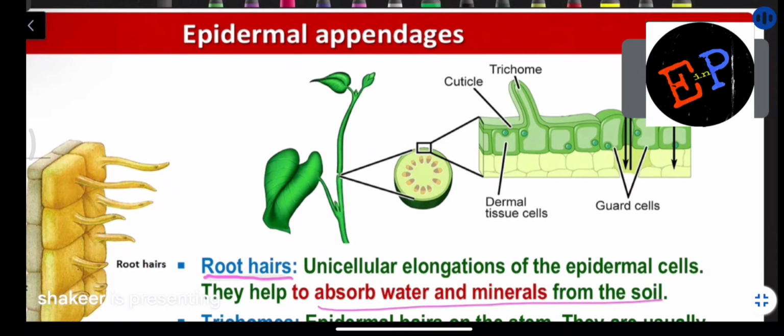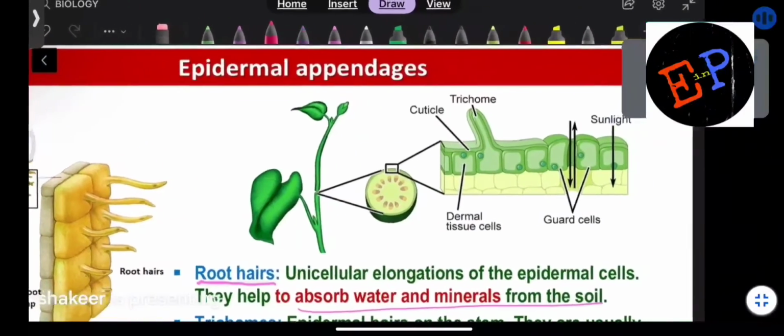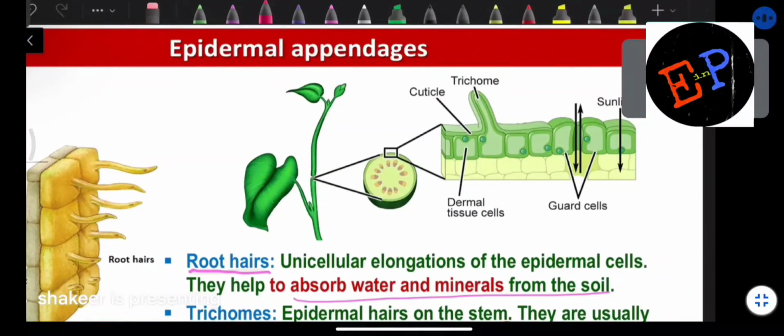Okay? So what are the types of trichomes being discussed? They may be unicellular also, they may be multicellular also, but usually they are multicellular. Clear, no? They may be branched or single, and they may be soft or stiff. They may be secretory. Secretory means what?